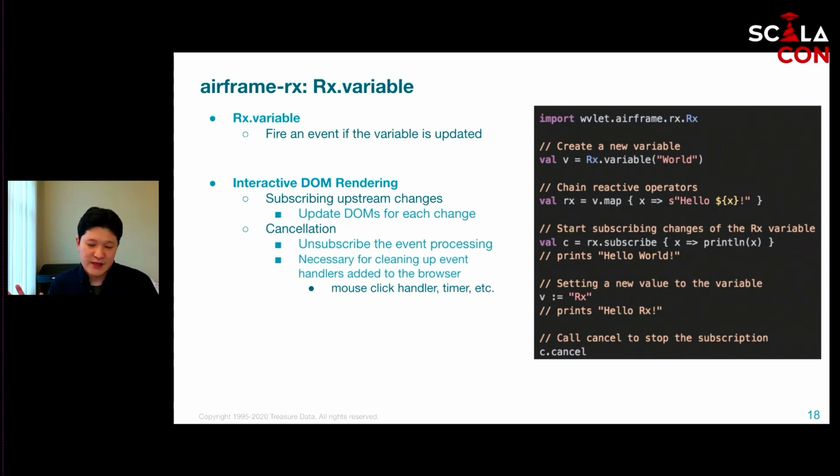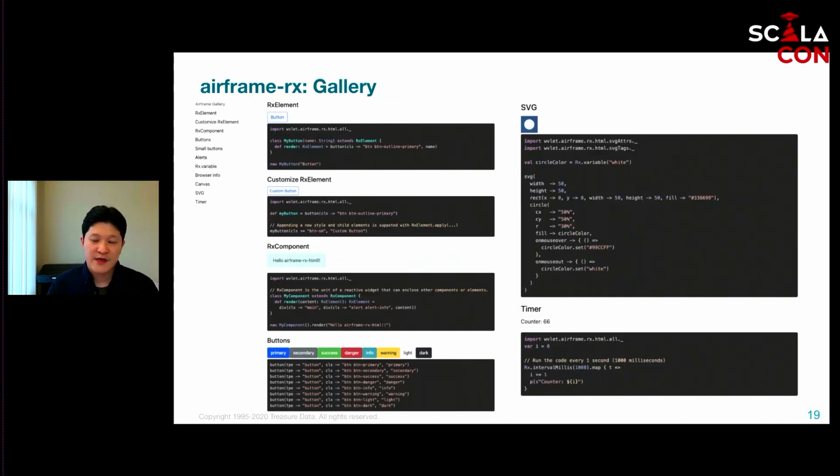But after switching the web page, or after the DOM becomes unnecessary, you need to clean up the events. So having a cancelable interface is super important, so that you can clean up unnecessary event handlers, mouse click handlers, and timers after finishing the subscription, after calling cancel. Airframe RX has this kind of cancellation support. You can find more examples in the GitHub repository.